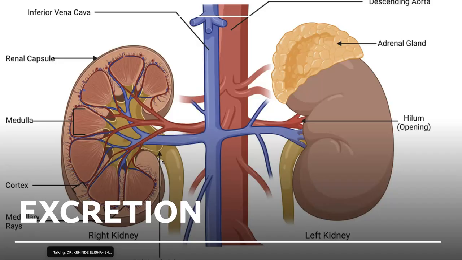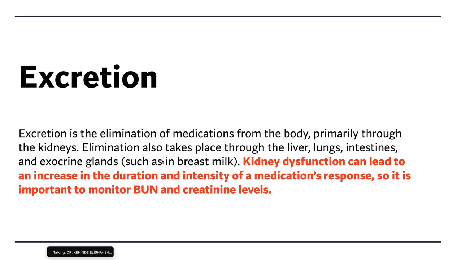The last phase of pharmacokinetics is the excretion phase. Excretion is the elimination of medications from the body. It came in through the mouth, it's going to come out through the other end, period. So kidney dysfunction can lead to what? An increase in duration and intensity of a medication response. So it is important to monitor BUN and creatinine.